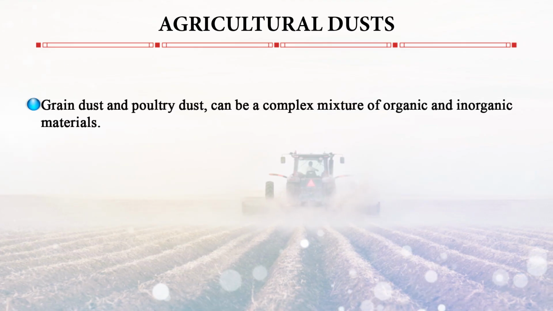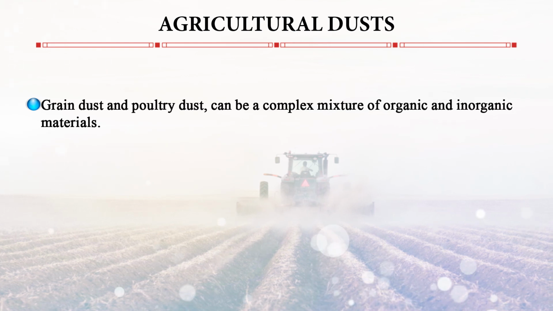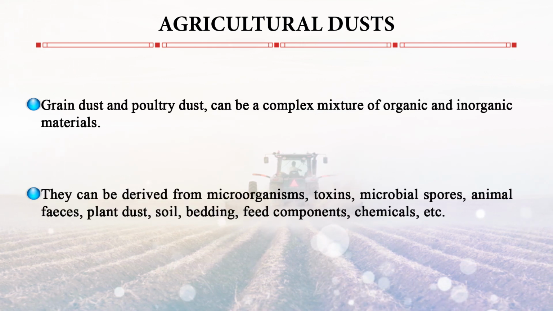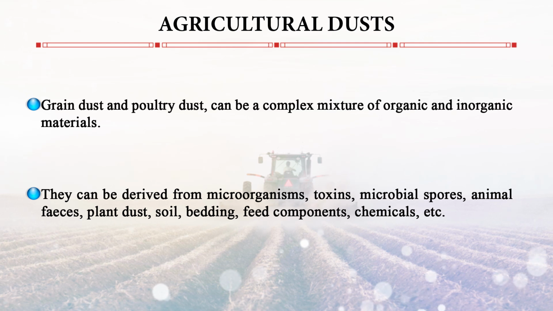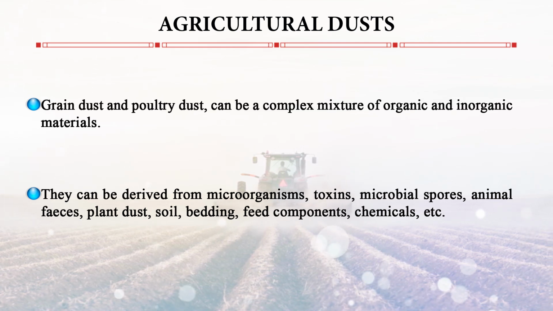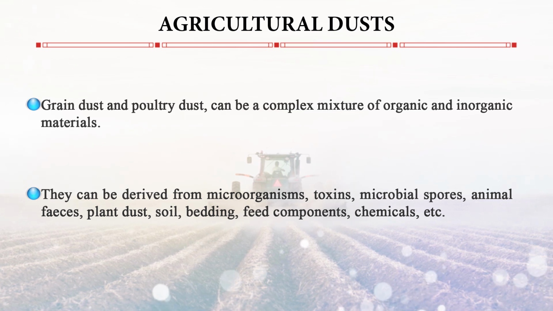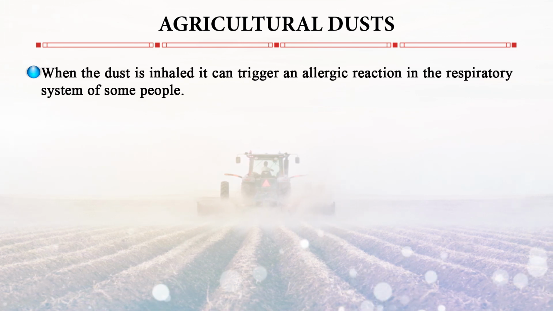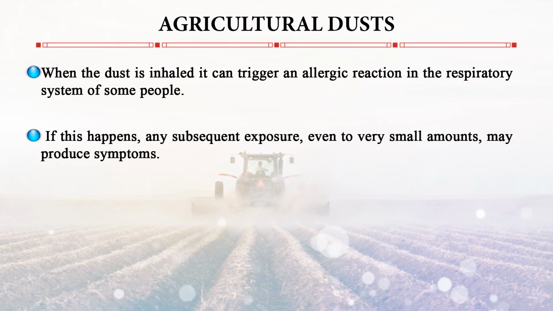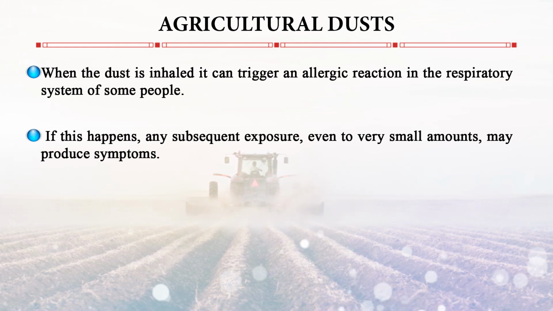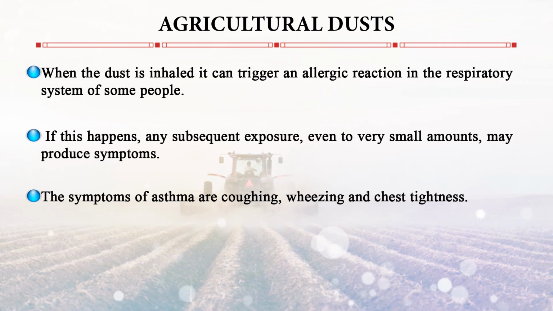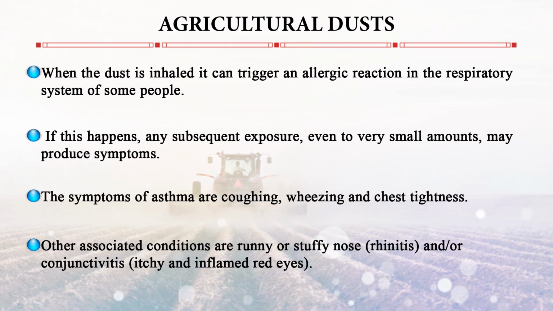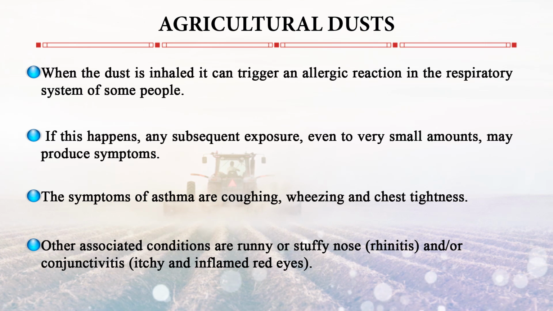Now, the agricultural dust can come from grain dust, poultry dust, and it can be a complex mixture of organic and inorganic materials. They can be derived from microorganisms, toxins, microbial spores, animal feces, plant dust, soil, bedding, the feed components, and also certain chemicals. So when the dust is inhaled, it can trigger an allergic reaction in the respiratory system of some people, and sometimes subsequent exposure, even to a small amount, may produce symptoms. So the symptoms are normally asthma, then coughing, wheezing, chest tightness, and other conditions include runny nose, stuffy nose, that is rhinitis, and conjunctivitis, which causes itching and inflamed red eyes.